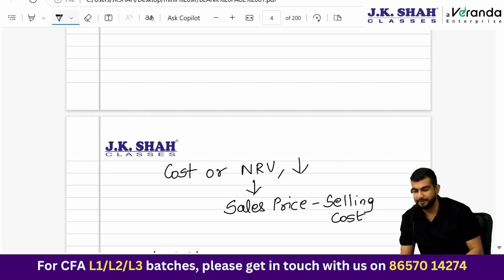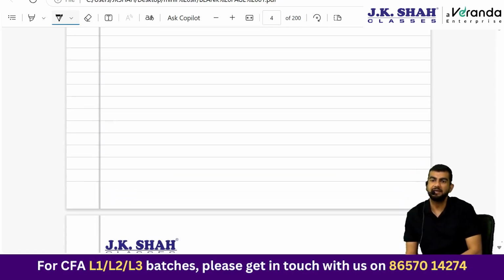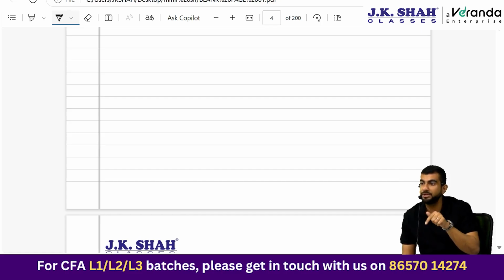Clear? Okay. Now, when it comes to inventory write down, does IFRS allow it? Yes, of course you have to write down the inventory. But when it comes to inventory write back, does IFRS allow it? Yes, but only to the extent of original cost. When it comes to US GAAP, inventory write down is allowed, but inventory write back is not allowed. It's prohibited under US GAAP.